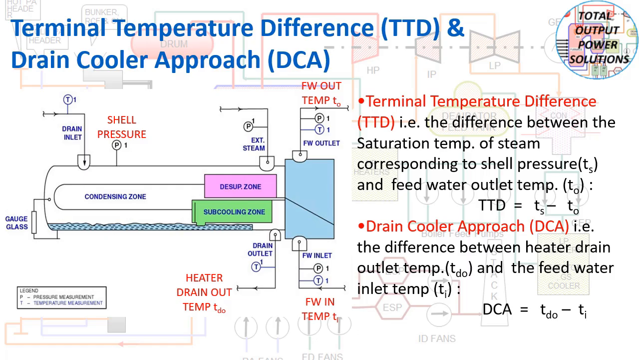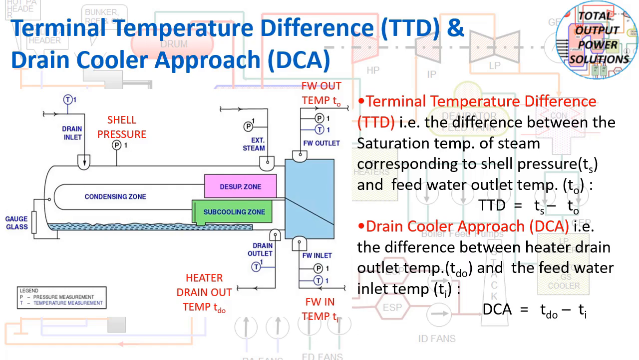Here you can see the heater shell pressure, and the saturation temperature corresponding to the shell pressure will be the Ts. Then the feed water outlet temperature is shown there, the feed water inlet temperature, and the heater drain outlet temperature.